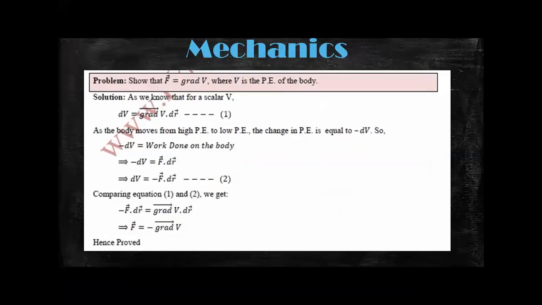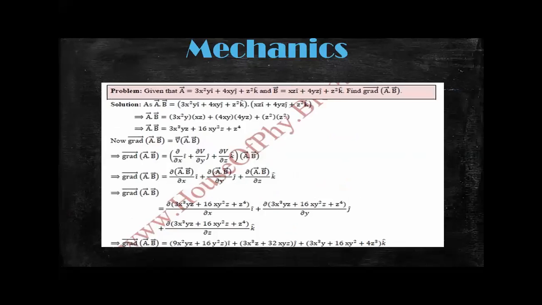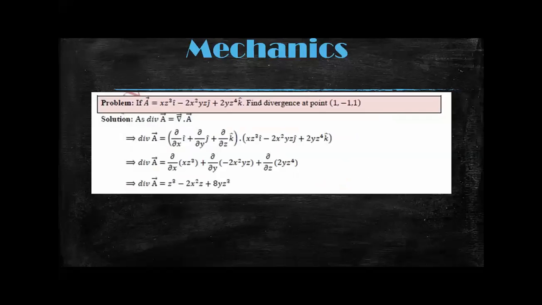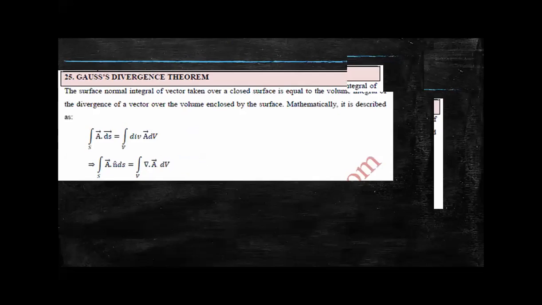You can see here, we completed all this, and yesterday we discussed a very important theorem and proved the Gauss theorem, which is the surface integral of A dot ds equal to the volume integral of divergence A dv. The definition of the Gauss theorem is that the surface integral of a vector over the closed surface is equal to the volume integral of the divergence of that vector.